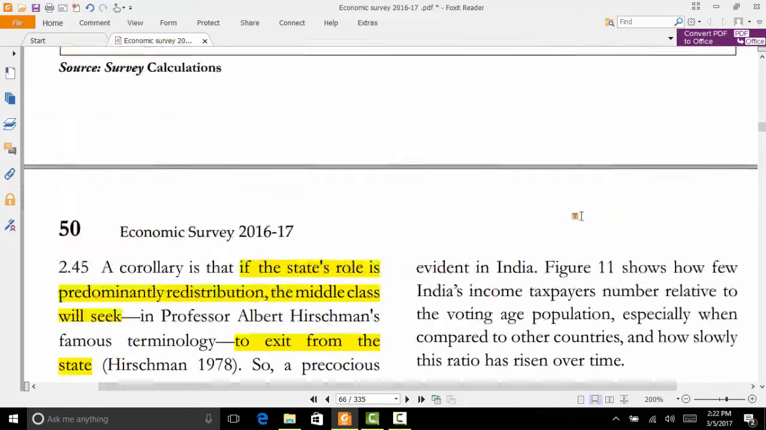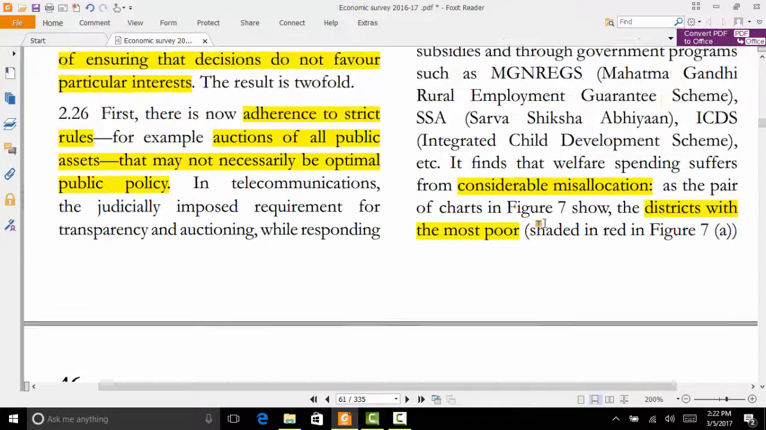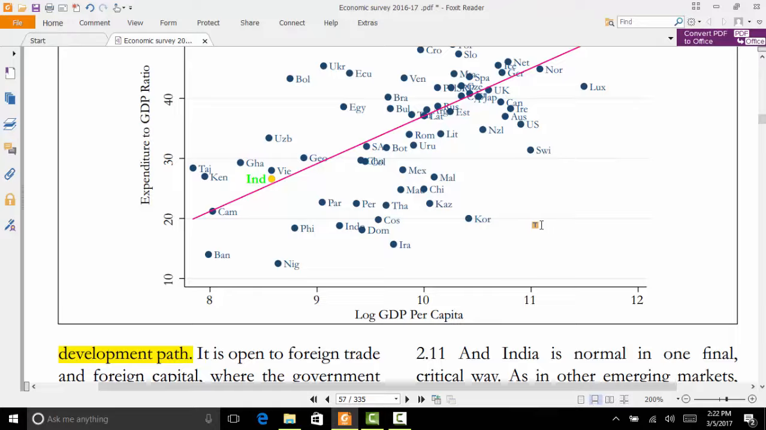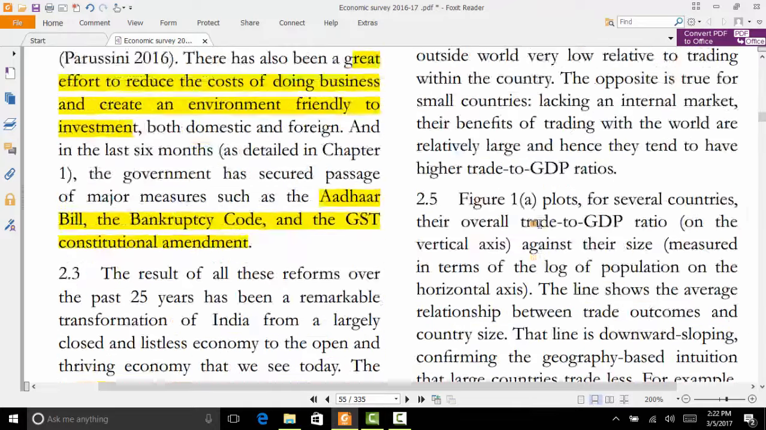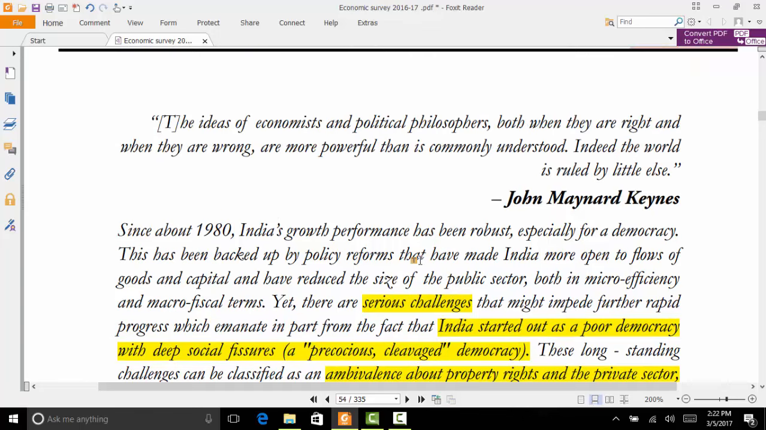Now again come to this first page, first paragraph. Now read that paragraph again and try to summarize our whole discussion. Read this, Anchit. Read it aloud once. So the ideas of economists and political philosophers, both when they are right and when they are wrong, are more powerful than is commonly understood. Indeed, the world is ruled by little less.